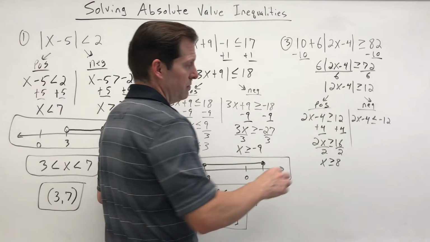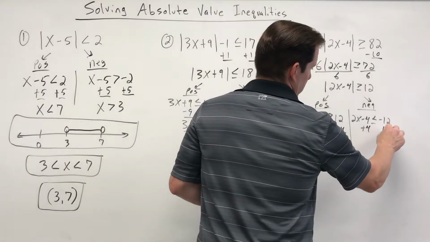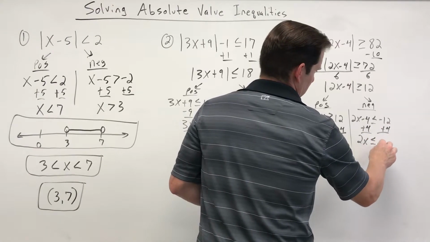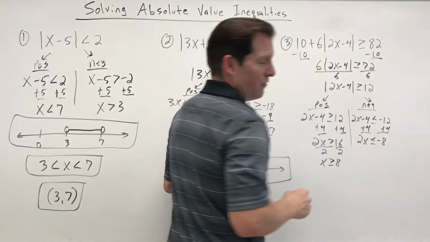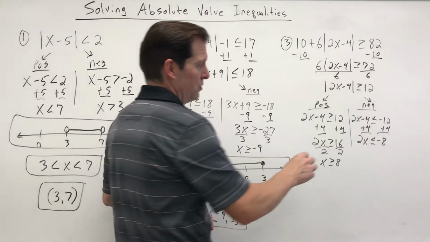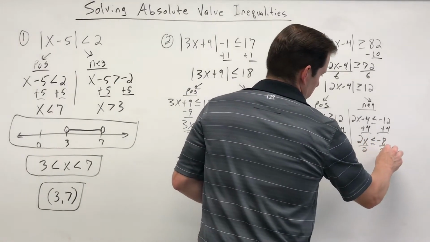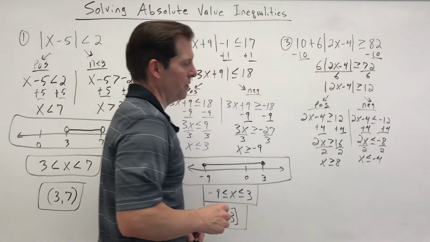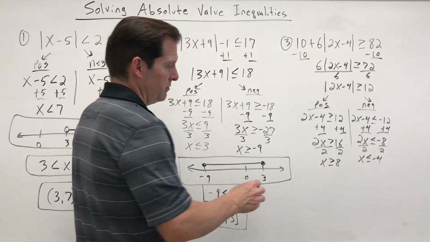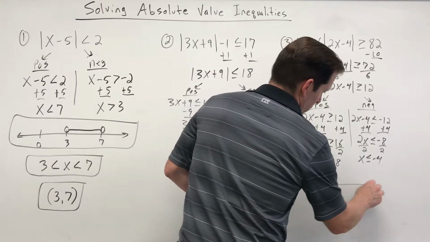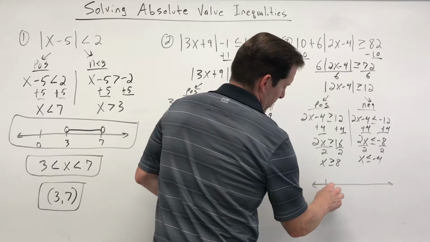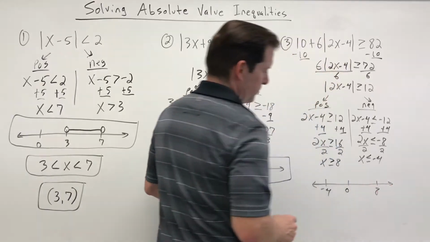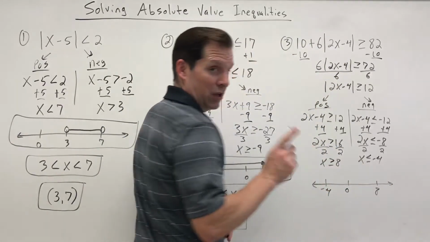Then I'm going to do the other side. So I get 2x is less than or equal to negative 8. And now I'm going to divide by 2. So x is less than or equal to negative 4. So I can go ahead and put this on a number line. So I have my negative 4. I'll put 0, put 8. Both of these are going to be closed circles.